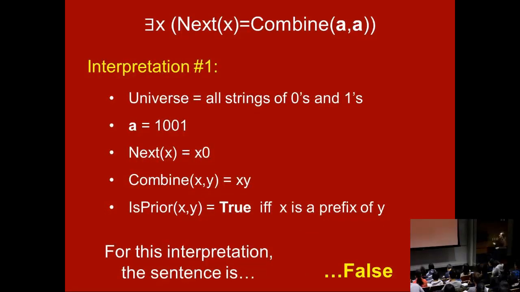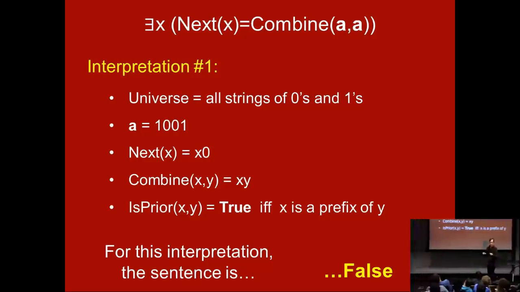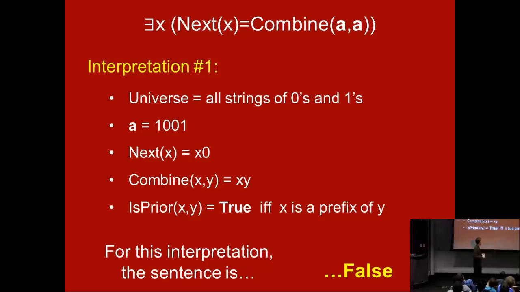So let's stick with this sentence, and I'll tell you one possible interpretation. I have to say the universe, and for this weirdo example, the universe is going to be all strings of zeros and ones. That's what a variable will stand for, a string of zeros and ones. A will stand for this specific string, 1001. Next of x will stand for the function that sticks a 0 at the end of a string. Combine of x and y will stand for the function that concatenates two strings. And is-prior equals true, this is a relation, if x is a prefix of y.